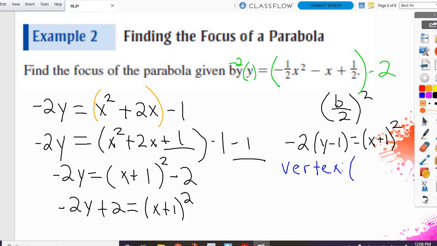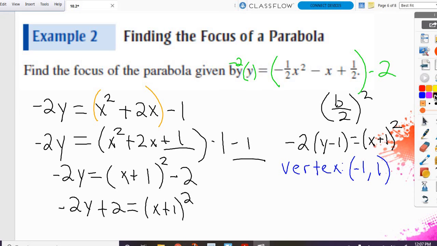Check your formulas. There we go. Negative 1, comma 1. Because they're in parentheses, we have to flip our signs for both of them. But they ask us to find our focus. So what would we need in order to be able to find the focus? The p-value, right?